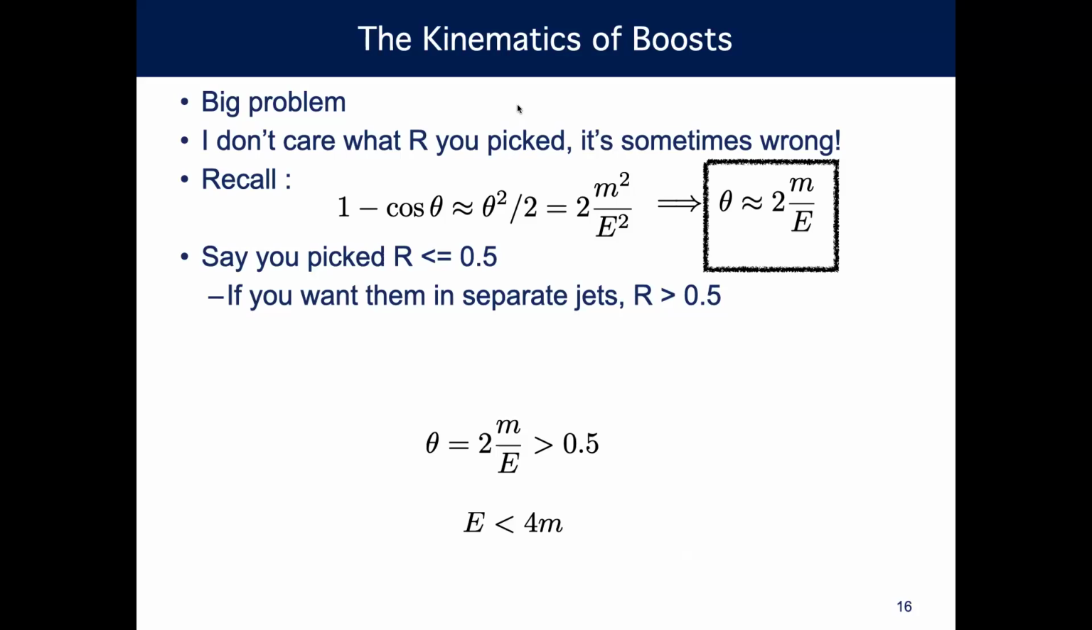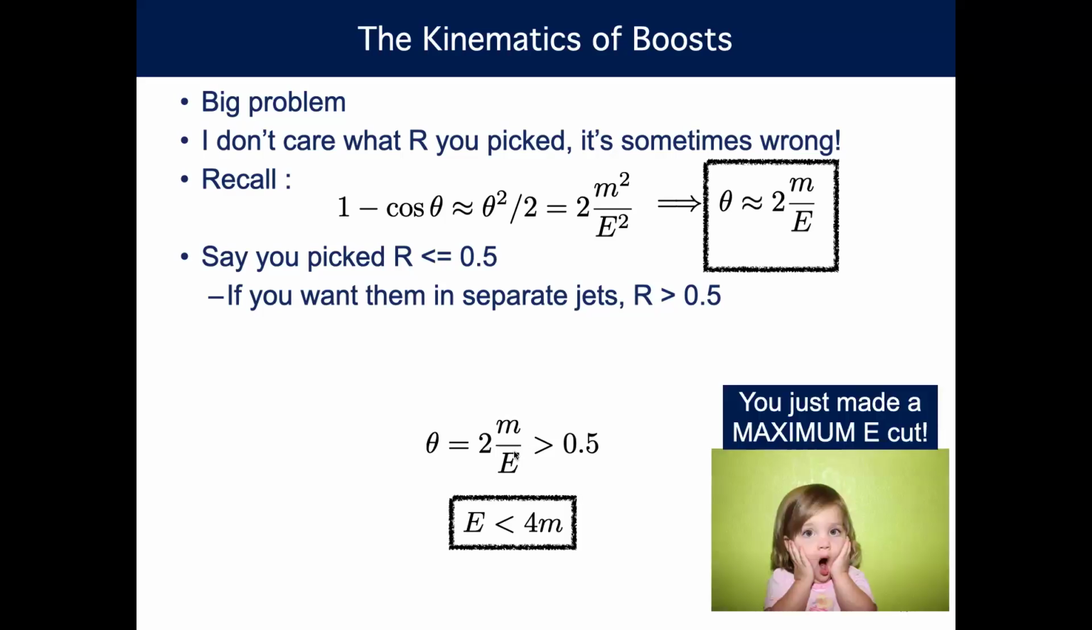There is a problem. If you have an R that you picked for a jet algorithm, it's going to be wrong. It doesn't matter what R you picked, because if you look at this, theta is like 2 over gamma. So if you picked, let's say, R is 0.5, and you want them to be in separate jets, the distance has to be greater than 0.5. And so that means that you actually put a maximum energy cut. Not great. Don't do that.